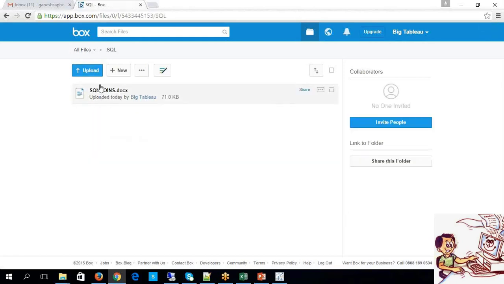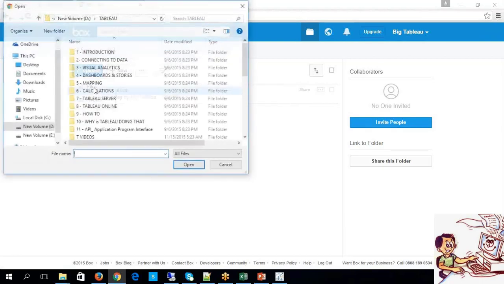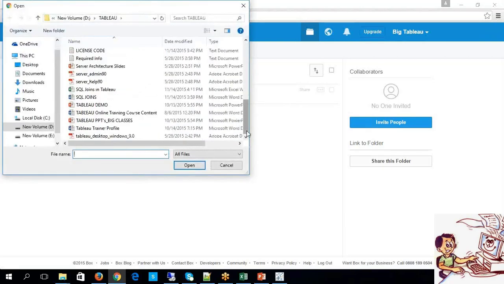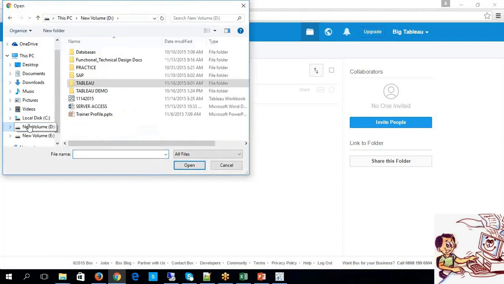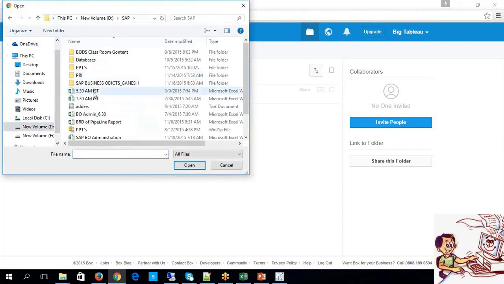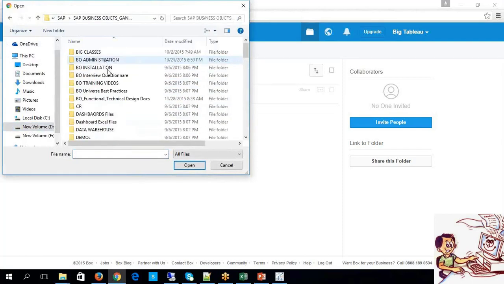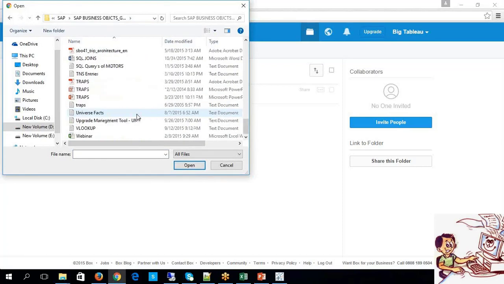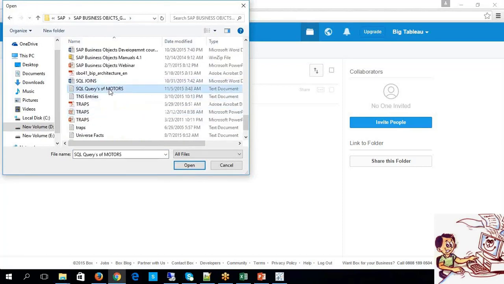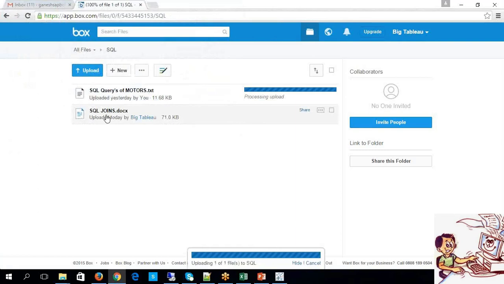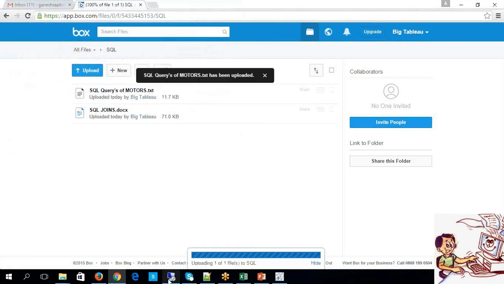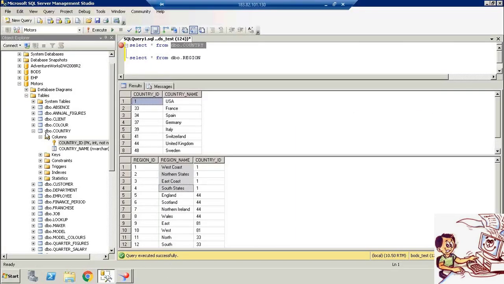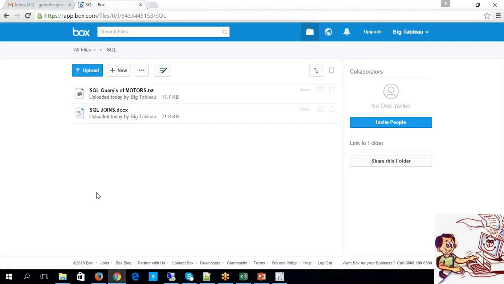Now I'm also uploading a few of the SQL queries. In case you're not thorough, you can have a practice with that. But these SQL queries work with a database called Motors. Look at this. We have a database called Motors, right? So these SQL queries will work with only the Motors database.